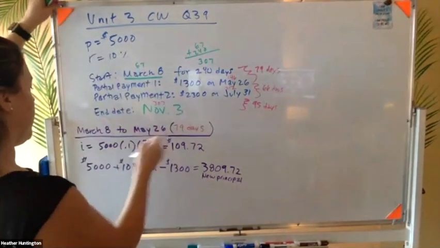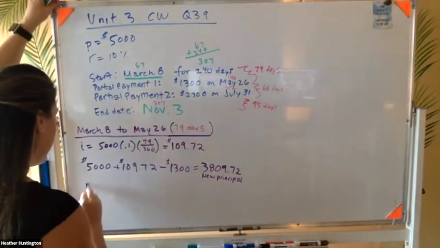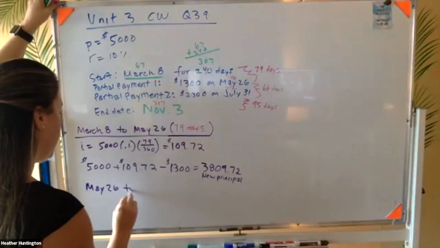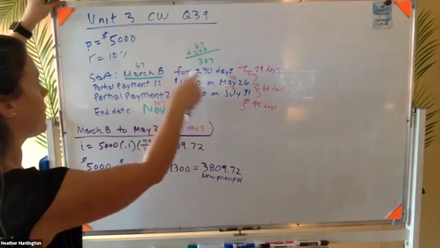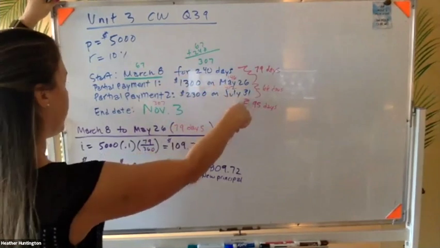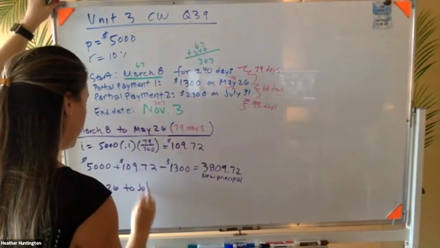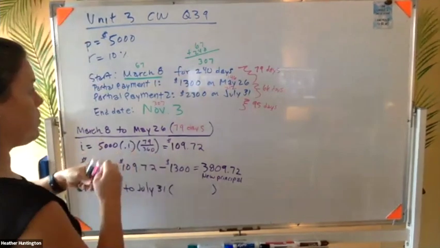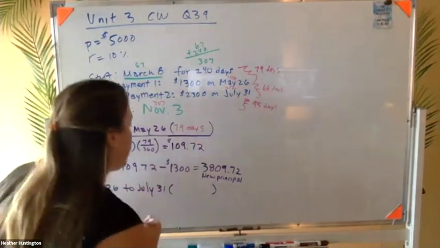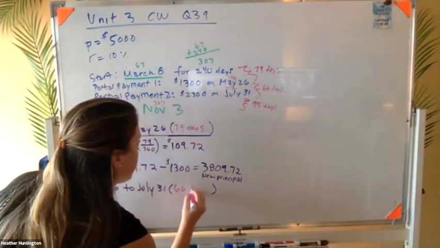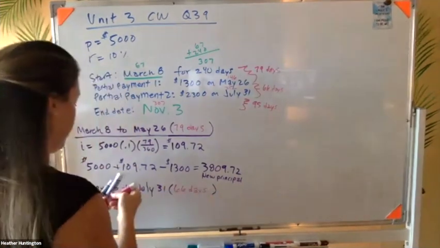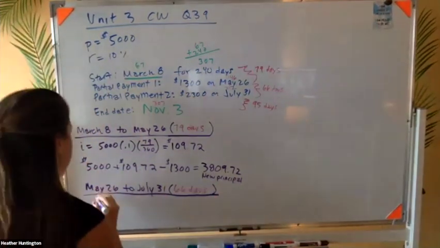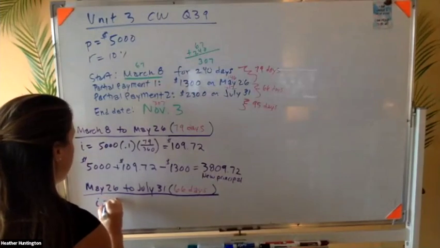Okay, so now we have another period, which is May 26th to July 31st. How many days are in that period of time? Looks like it's 66 days. So let's figure out the interest for this period of time.